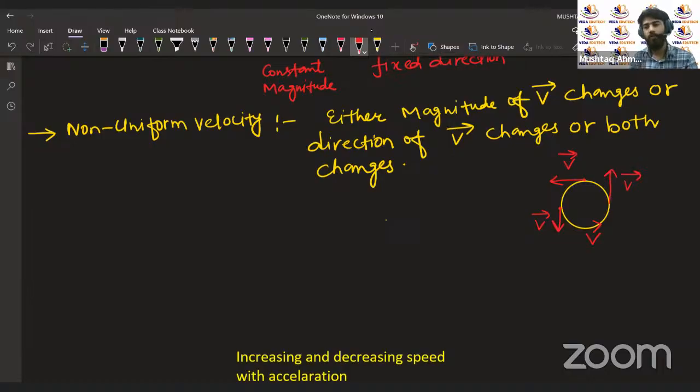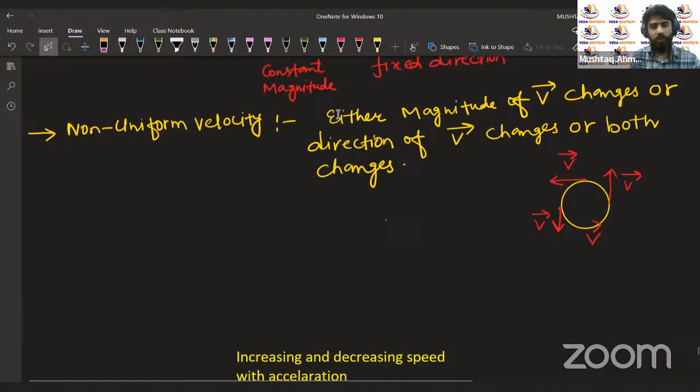We can say that it's a case of non-uniform velocity, but it is a case of uniform speed. Here the speed is not changing, speed is constant. We can say it's a uniform speed, but not the case of uniform velocity. It's a case of non-uniform velocity because the direction of the velocity is changing, even though the magnitude of velocity is constant.